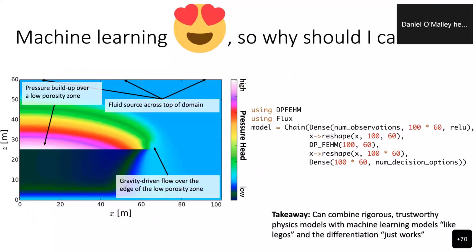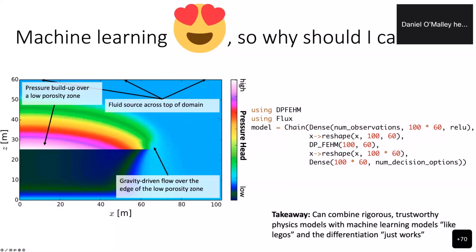If you really like machine learning, I think you should also be interested in differentiable programming. The thing that's really nice here is you can combine rigorous, trustworthy physics models with machine learning models, and you can connect them just like Legos, and the differentiation just works. On the left here, you have some code showing, I guess you could think of it as a neural network model. This is just a model with 3 layers, basically. This is a dense neural network layer. This is a physics model.